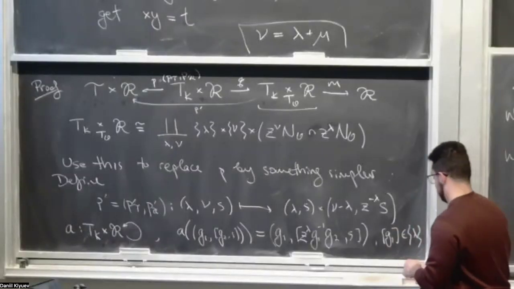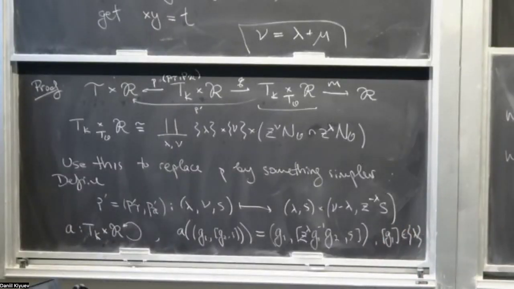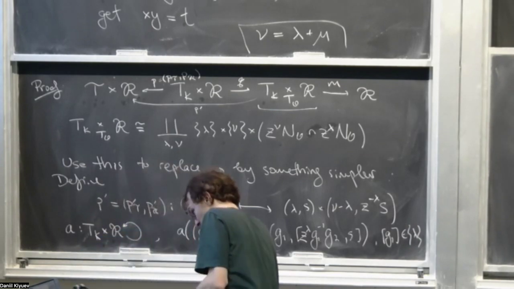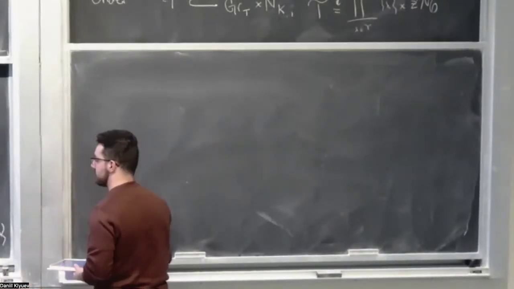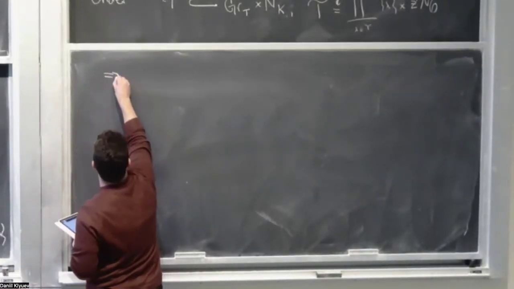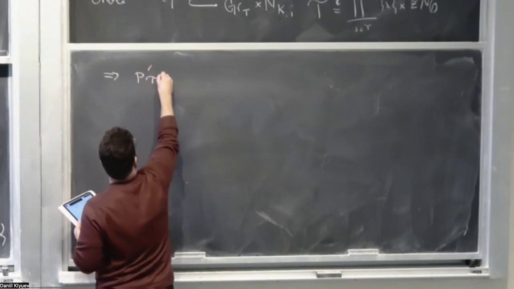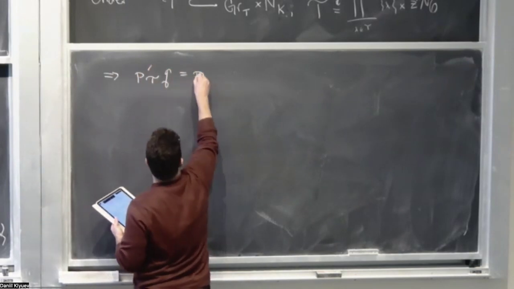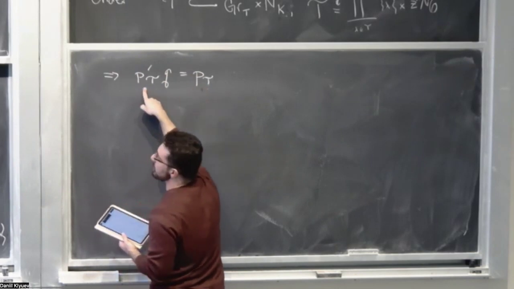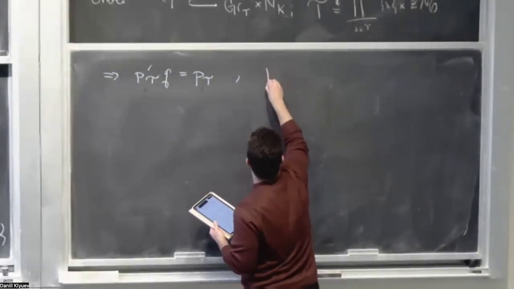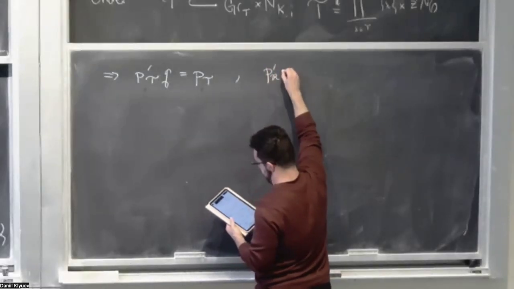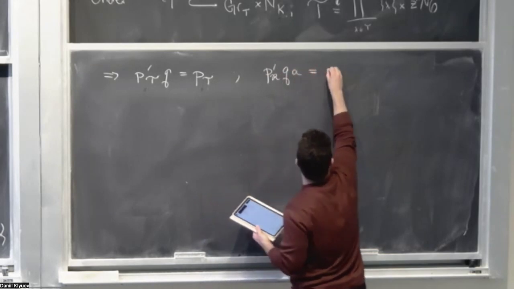Right. And now we read, if you parse through the definitions, you get that the T component of P is the same thing as P prime TQ, and the R component of P is the same as P prime R Q A.